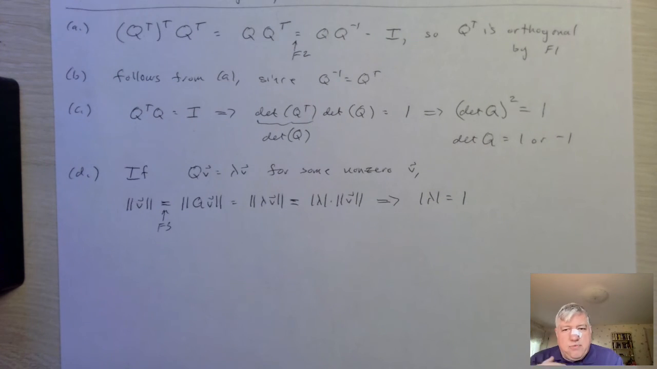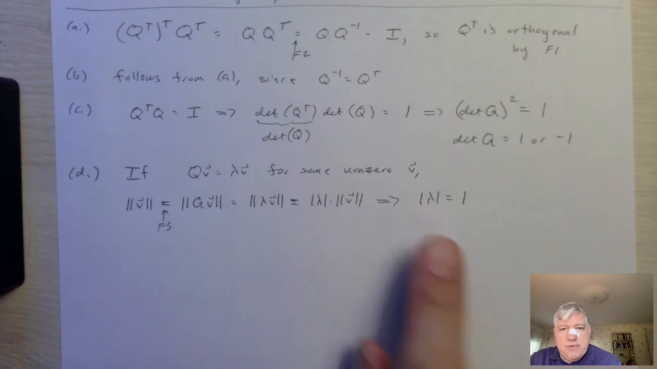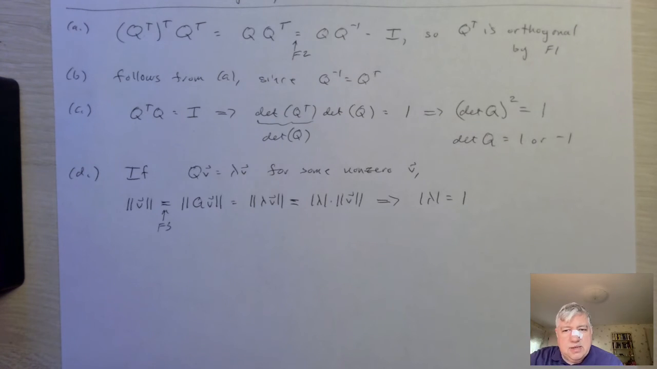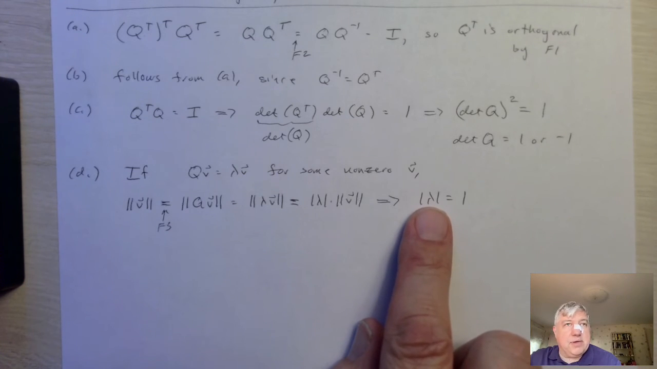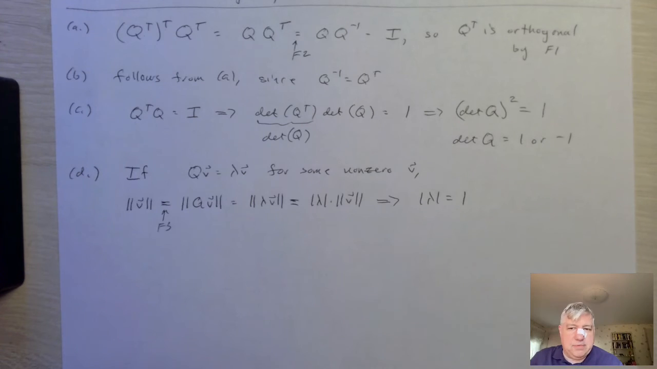Now, why can't we just say lambda has to be 1 or negative 1? Well, if lambda is real, obviously those are the only possibilities. However, if we allow for complex eigenvalues, we also get something. If you've had a complex numbers course, the modulus of a complex number is a generalization of the absolute value function. If lambda is a complex number, the modulus has to be 1.